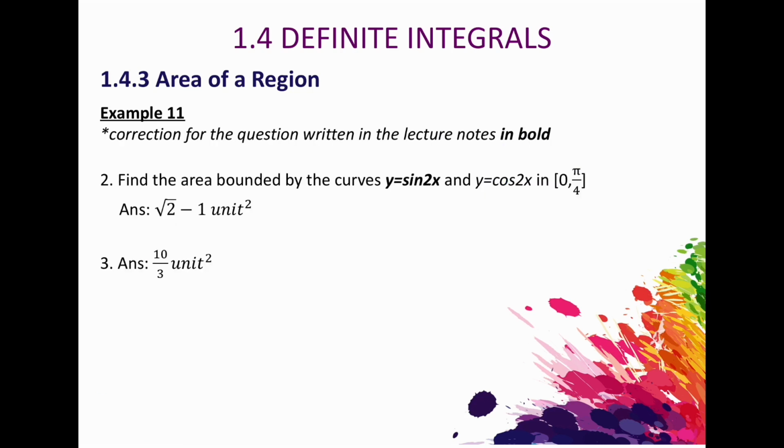Now for question 2, there is a correction from what you have in the lecture notes, and here it's written in bold. For question 2, find the area bounded by the curves y equals sine 2x, whereas in the lecture notes it says y equals 2 sine 2x. So the correct one is y equals sine 2x, which is this one, and the answer is the square root of 2 minus 1 unit squared. And for question 3, the answer is 10 over 3 unit squared.